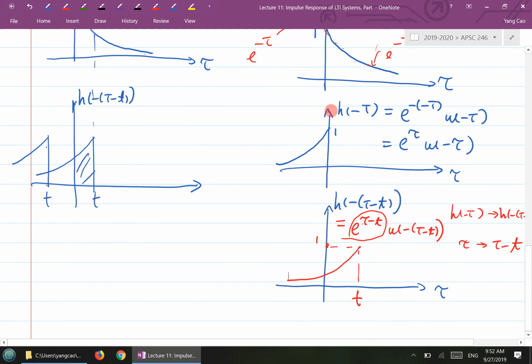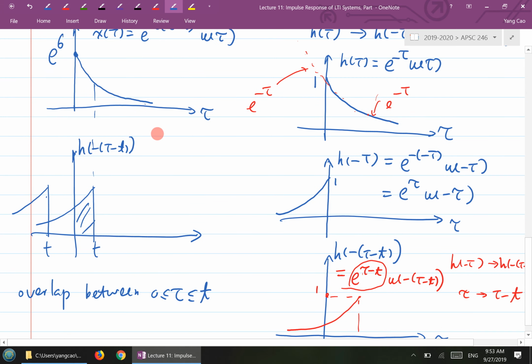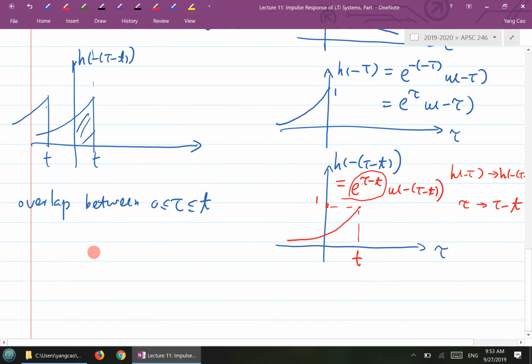Okay. So now you can see, I will see overlap between tau between 0 and t. Okay, that's the overlap. Because you're multiplying these two functions, x of tau times this. And then, of course, you had to figure out at what value of t you start to have this kind of overlap, right? And that's also pretty straightforward. When this edge is on the right side of tau equal to 0, or t equal to 0, then you get this overlap. Okay, when t is greater than 0.